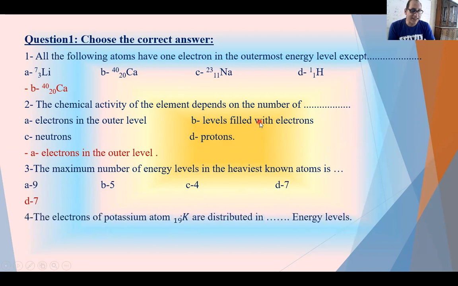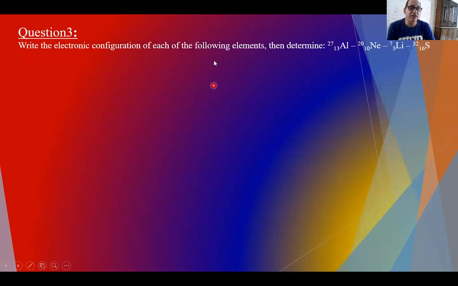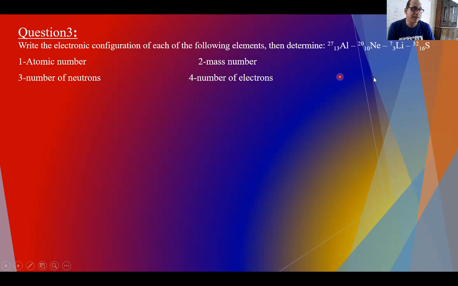The electrons of potassium 19, K19, are distributed in how many energy levels? I'm sure it's 2, 8, 8, 1. We have 4 energy levels. Another type of question: write the electronic configuration of each of the following. For Al 13, we make a drawing for it, and the configuration is 2, 8, 3.